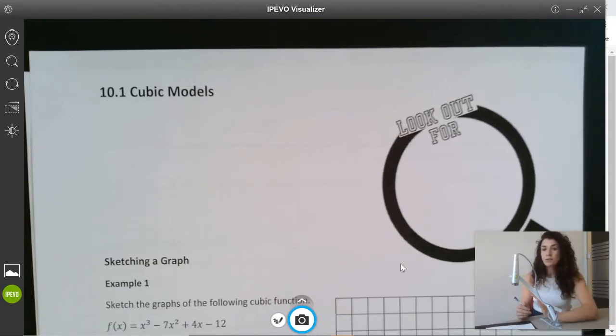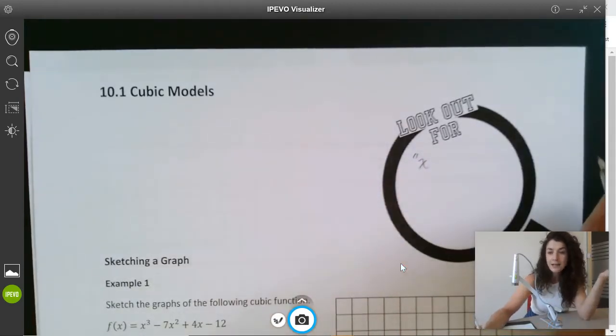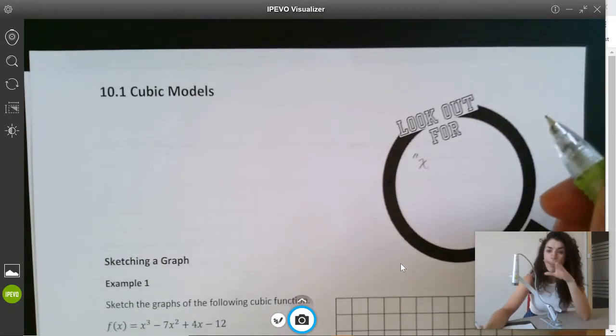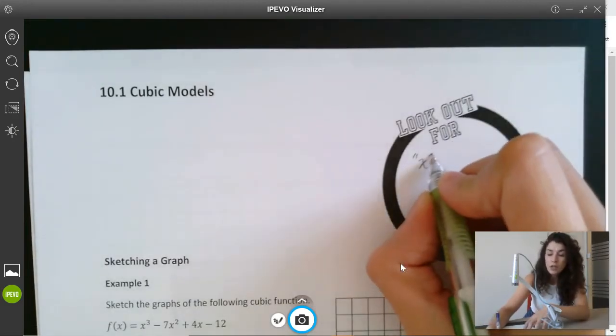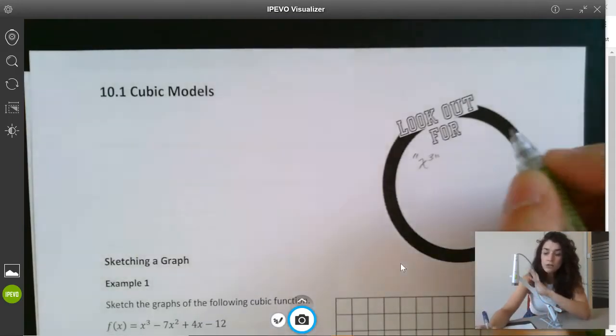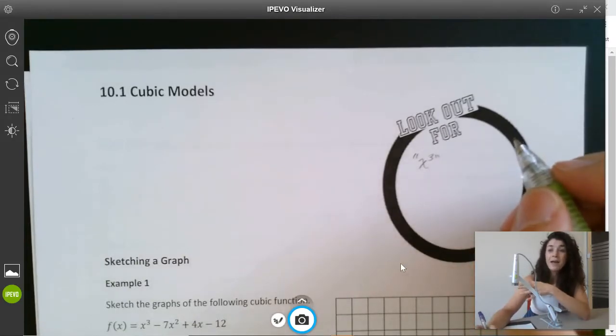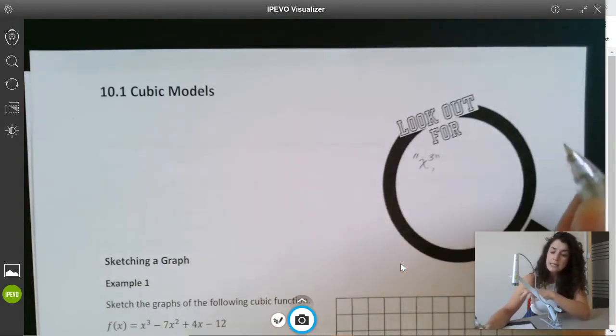So, cubic models. What we're looking for with cubic models is very similar to what we're looking for with quadratic models, except with quadratic models, our highest degree, our largest exponent, was always going to be squared in a polynomial. With a cubic, our largest exponent, our degree of the polynomial, is going to be 3, right? If your largest exponent is a 3, then you know, oh, okay, this is going to be a cubic. Now, if you're trying to create a model, which we know is our end goal with all of these modeling lessons, our end goal is to create a model.